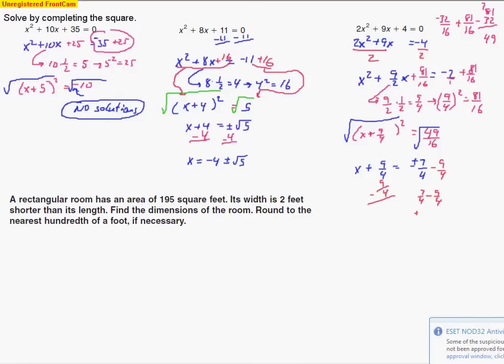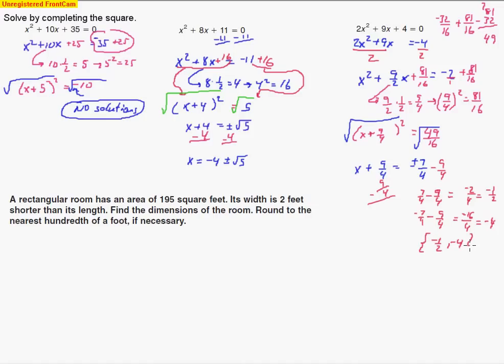So let's fix that real quick. So we have negative 7/4, take away 9/4. So when we do that work, we end up with negative 2/4, which makes negative 1/2. That's one of the answers. And then on this side, we have a negative 16/4, which makes negative 4. So there it is. Our negative 1/2, comma, negative 4. Those are the two x-intercepts.